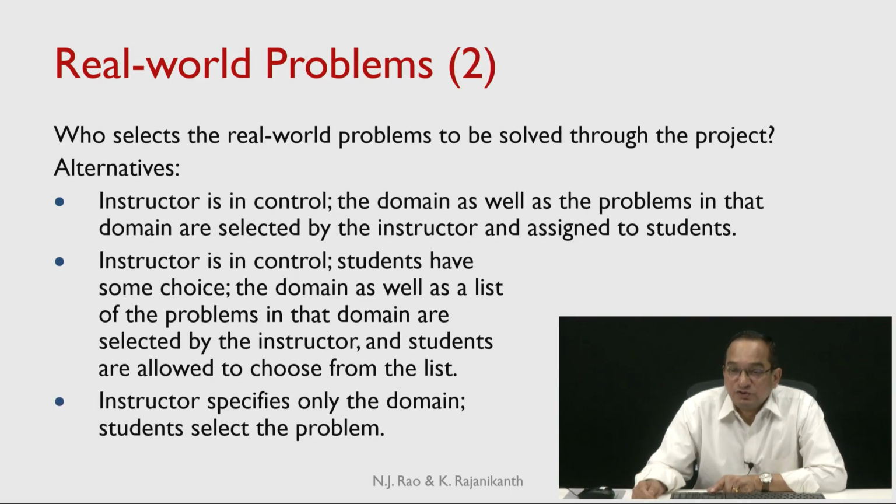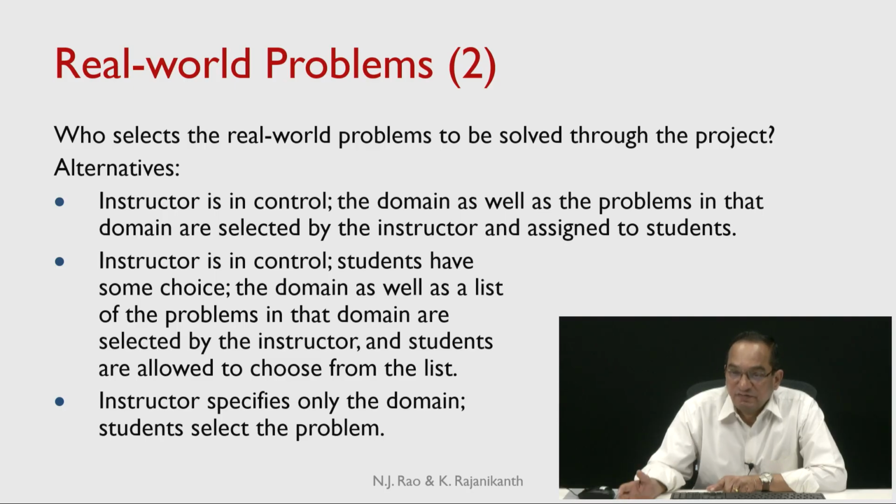And there is another issue: who selects these real world problems to be solved through the project? Again, depending upon the situation, there can be several options. The first alternative is that the instructor is in total control. The domain as well as the problem in the domain are selected by the instructor and assigned to student teams. Actually, you can call these assigned projects. The instructor is in total control. The problem, its statement, the team to which it is assigned, they are all dictated by the instructor.